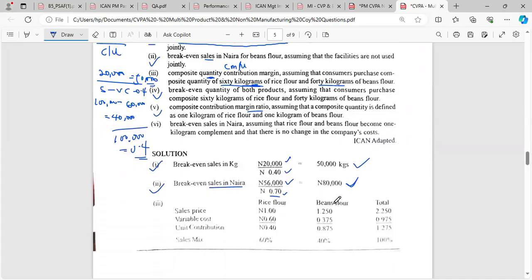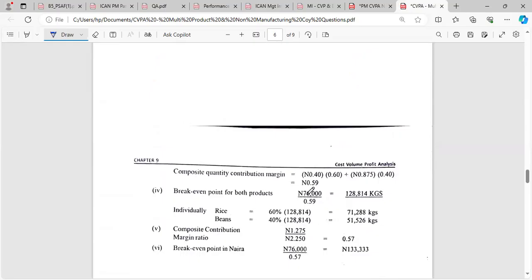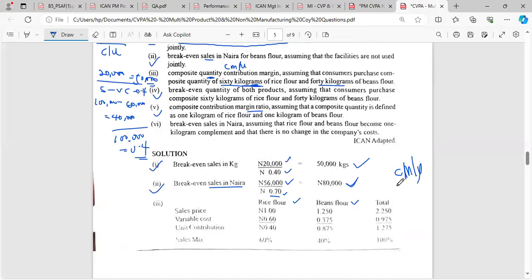Normally, I told you to calculate your contribution per unit first. So this is rice flour, and this is bean flour. Remember that what we want to calculate is contribution margin per unit. Let's confirm. Composite quantity contribution margin is per unit. Contribution per unit or contribution margin per unit, that's the same thing. You need to get contribution first. That is why we are calculating contribution first. So our selling price is this per unit and our variable cost is this per unit.